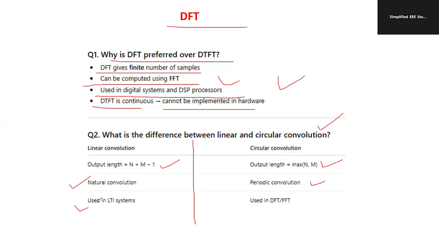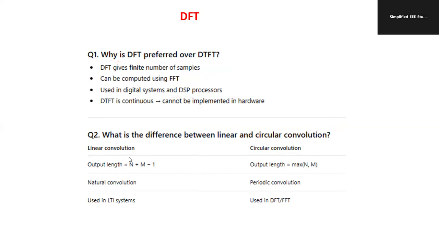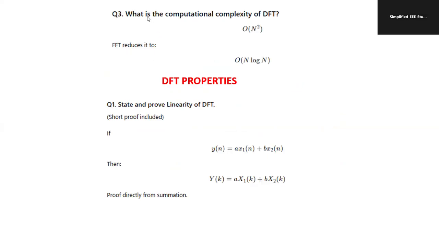Another important difference: linear convolution is applicable to linear time invariant systems, whereas circular convolution is used in both DFT and FFT. These are the few important differences between linear and circular convolution. If you have ample time, I request you to show it with the help of one simple example, which will give more weightage. What is the computational complexity of DFT? You can compare this expression, the computational complexity.